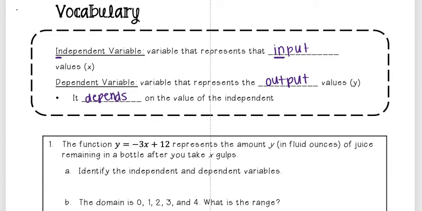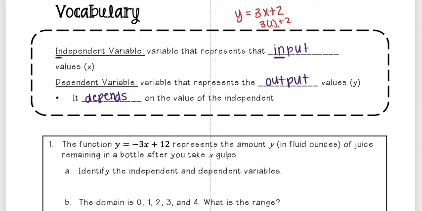So let's say we're looking at an equation y equals 3x plus 2. My x is independent because I can choose whatever value I want for x. I can do 1, I can do whatever. My y is dependent because its value depends on the value that I put in for x. So if I put in 1 for x, I get 3 times 1 plus 2, which is equal to 5. So y is equal to 5. But if I put another value for x, that's going to change my value for y.